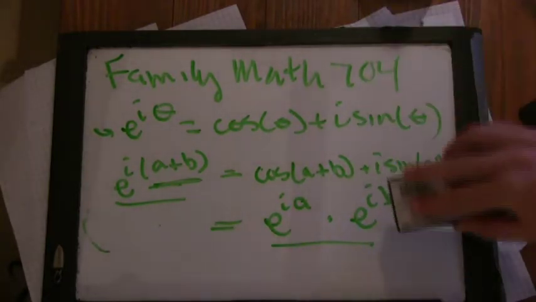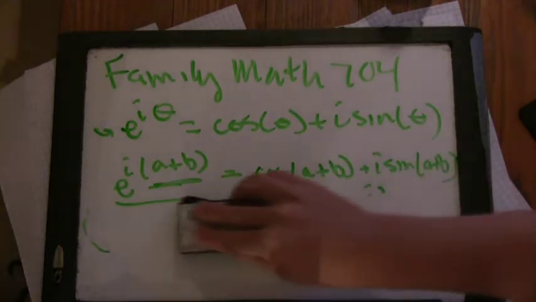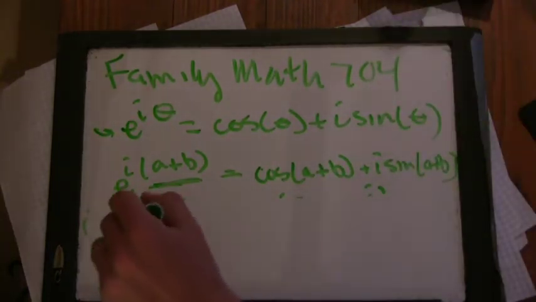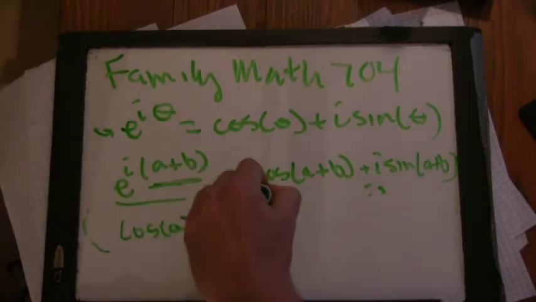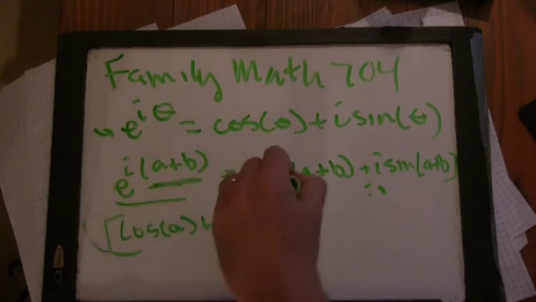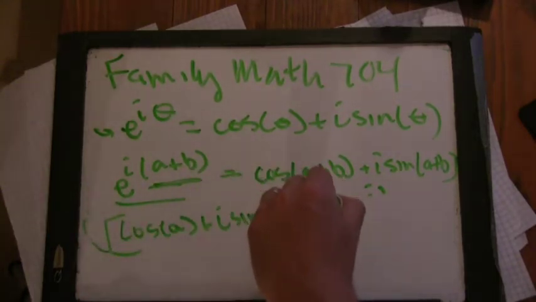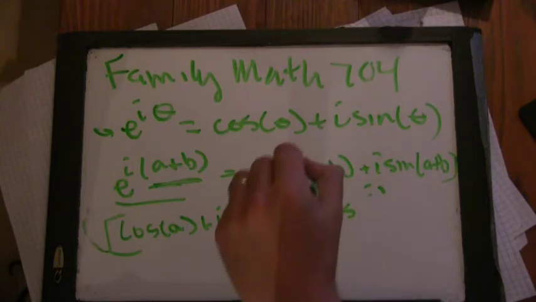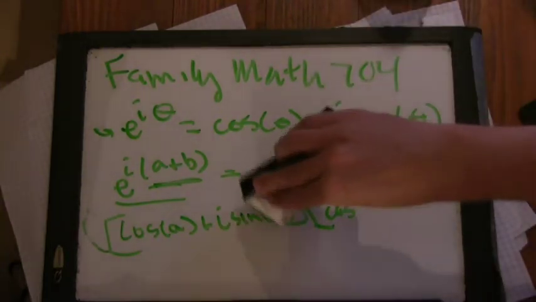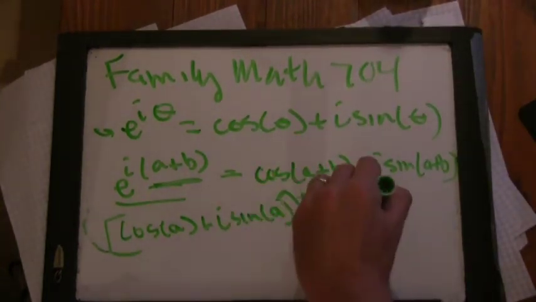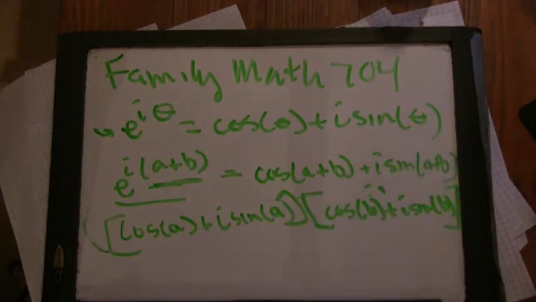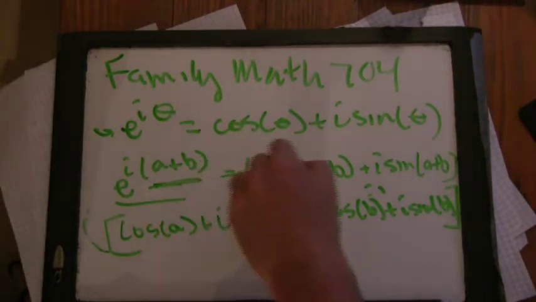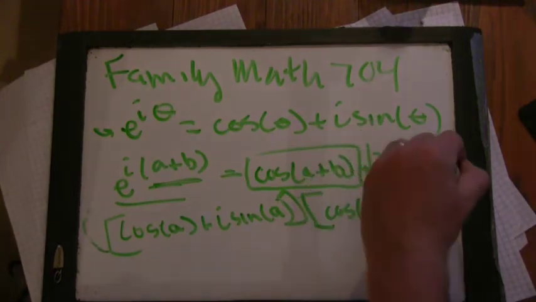Okay, just like here. So we can write this as a product of cosine A plus i sine A, times, I'm going to run out of room, cosine B plus i sine B. And remember, the real part's going to be cosine of (A plus B), and the imaginary part's going to be sine of (A plus B).